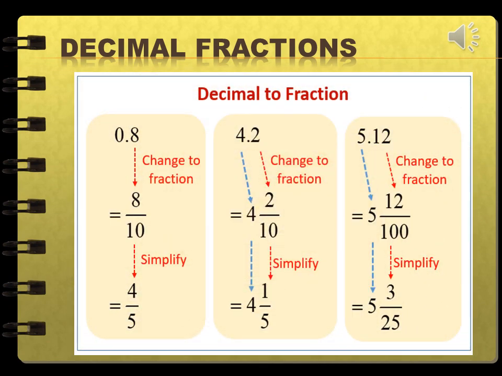Decimal fractions. As the name states, those special kind of fractions which have the denominator as 10, 100 or thousands, or in multiples of 10 are known as decimal fractions. You can see on the screen here 8 by 10, 4 whole 2 by 10, 5 whole 12 by 100. All these are examples of decimal fractions. Now moving on, we will be learning certain operations with the help of these decimal fractions.